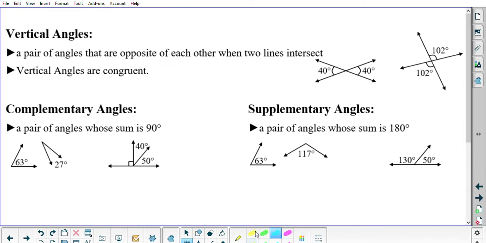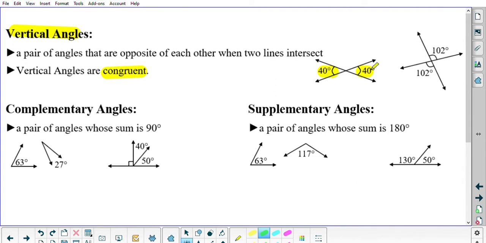Now, specifically at the 7th grade level, we learned about things called vertical angles, complementary angles, supplementary angles. So let's quickly go over these. Vertical angles are a pair of angles that are opposite of each other when 2 lines intersect. So you can see here we have angles opposite of each other from 2 intersecting lines, and those 2 angles there are vertical angles. You can see they are congruent to each other, which vertical angles always will be.